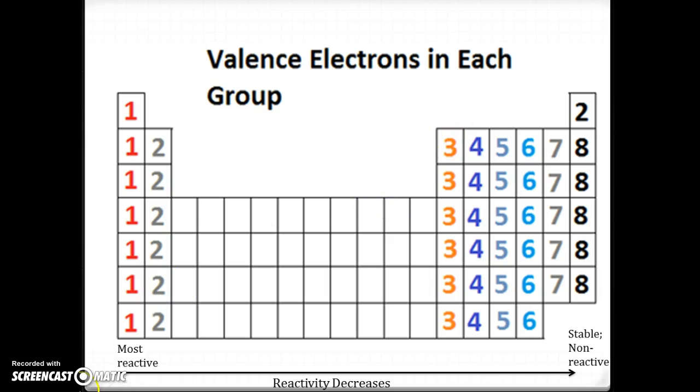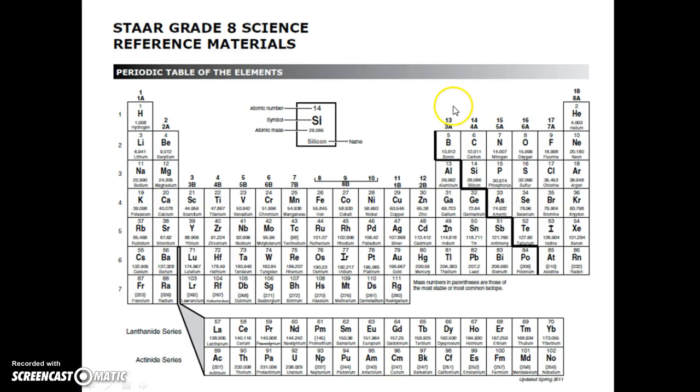And we will go to group 13, which will have 3 valence electrons. Group 14, 4 valence electrons. Group 15, 5 valence electrons. Group 16, 6 valence electrons. Group 17, 7 valence electrons. And group 18, with the exception of helium, all will have 8 valence electrons.